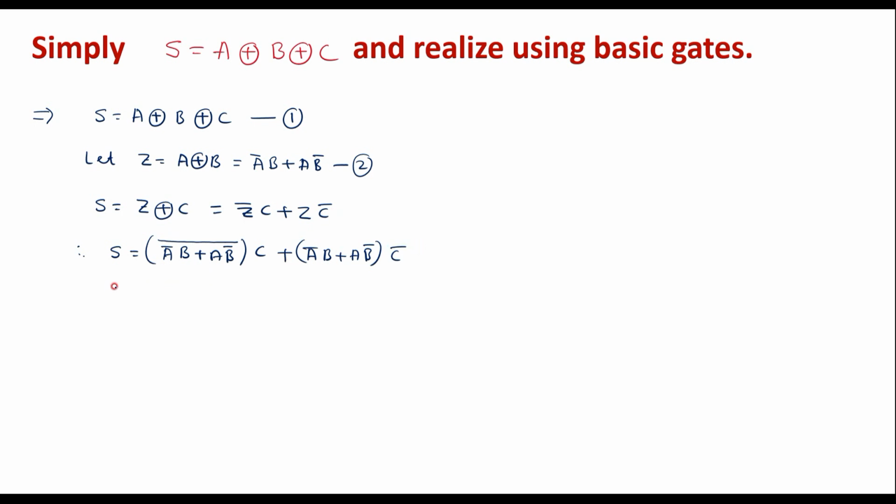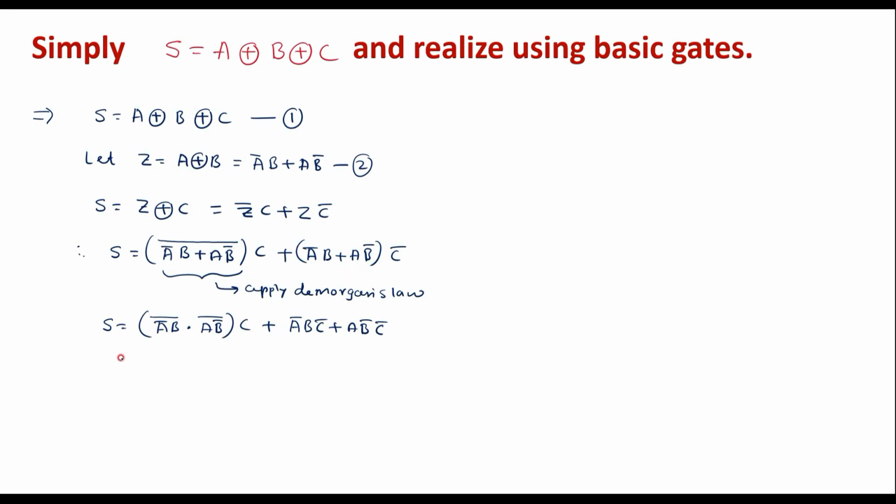Now simplifying this further, by applying De Morgan's theorem, therefore I can write S is equal to A bar B bar dot A B bar bar into C plus, here I can simplify this as A bar B C bar plus A B bar C bar. I have opened the bracket here.